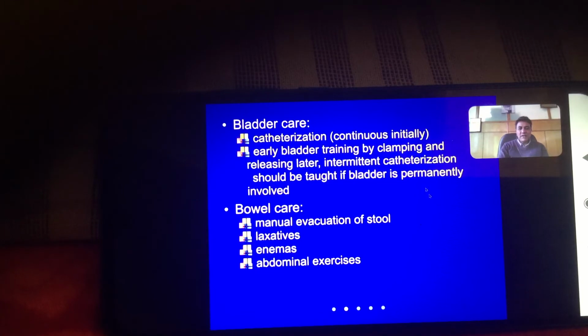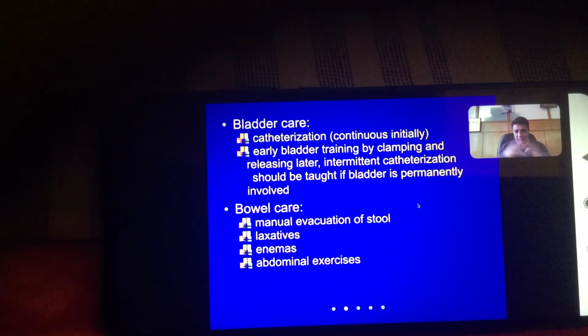And then bladder care, number one. Usually in a cauda equina patient or paraplegic patient, bladder and bowel are involved. So bladder care should be there. Catheterization continues. Initially for a few days you do continuous catheterization. Then after that, the clamping of the catheter will be there. If you keep the catheter continuously for days, the bladder shrinks. Then later on, the bladder will not function as a bladder itself.